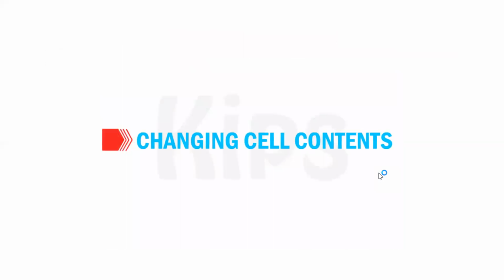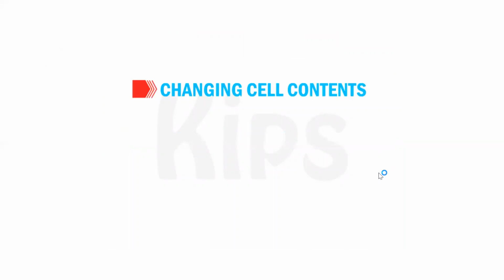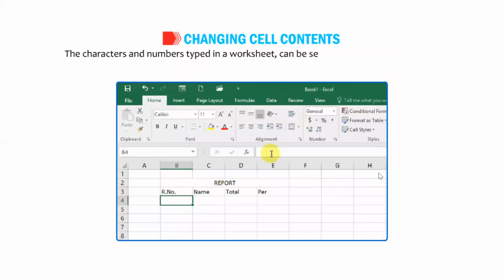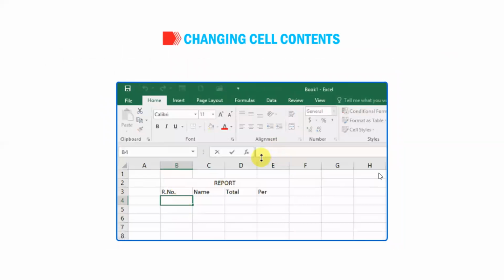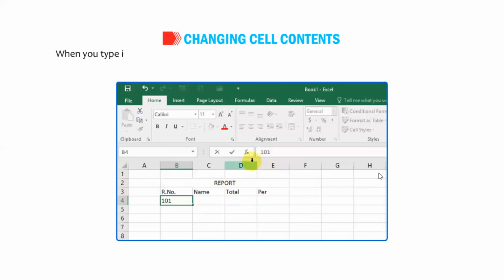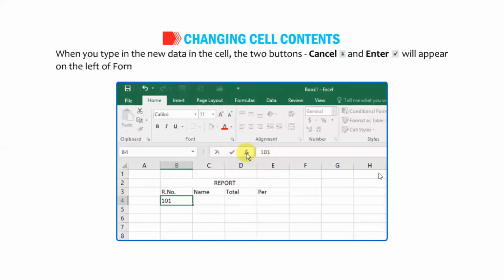Okay, let us now find out how to change cell contents. The characters and numbers typed in a worksheet can be seen both in a cell as well as on the formula bar. After entering the contents in a cell, you can press either the Enter key or the Enter button on the formula bar to accept the entry. When you type in new data in the cell, the two buttons Cancel and Enter will appear on the left of the formula bar.